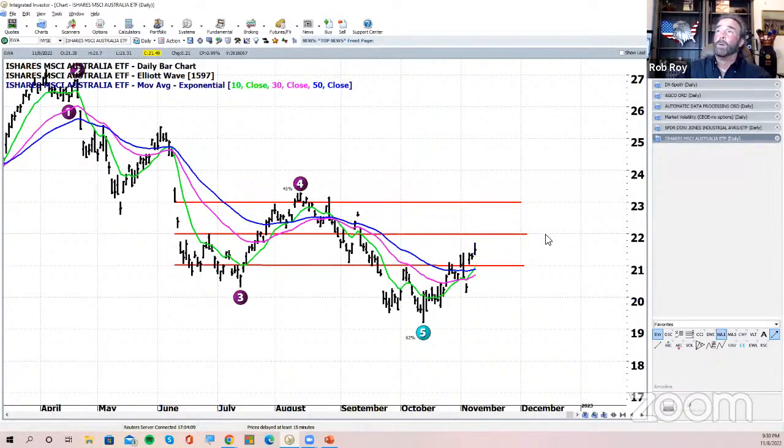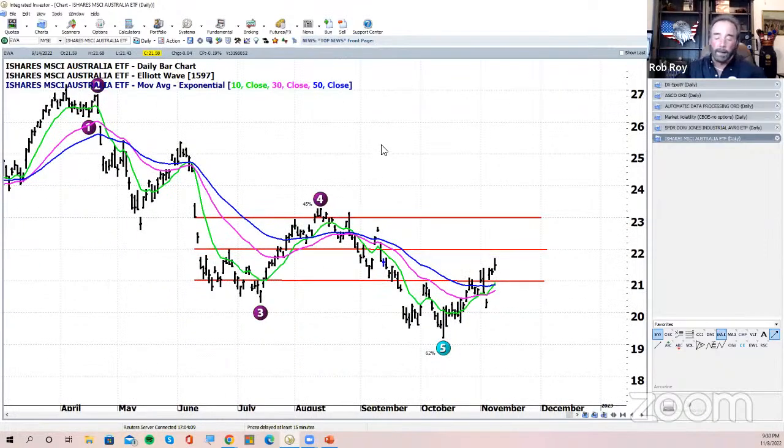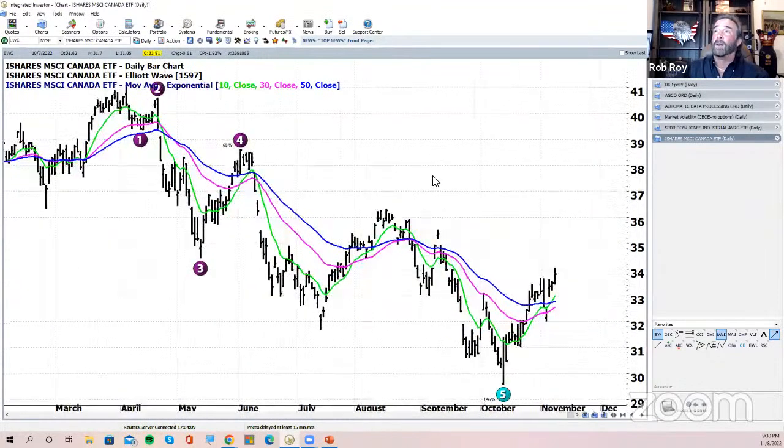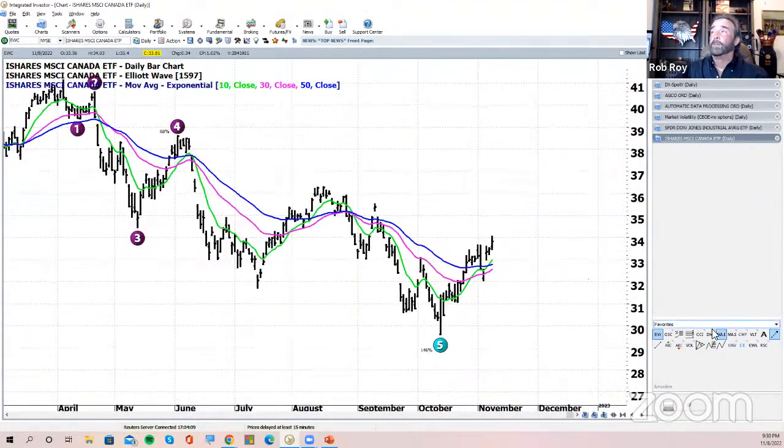So what would be ideal for the EWA is some consolidation here right around this 22 level, let the 10-day moving average catch up, then make a run, and then you probably have a pretty clear path up to that 23 level. Taking a look at Canada, let's see how they're faring. Very similar to what's going on with the EWA.